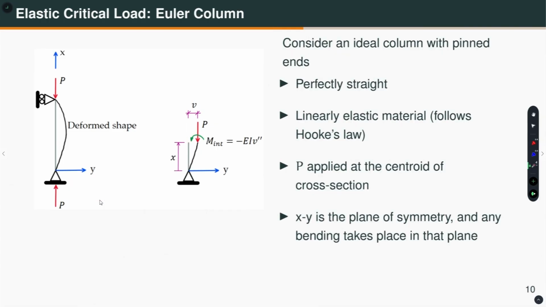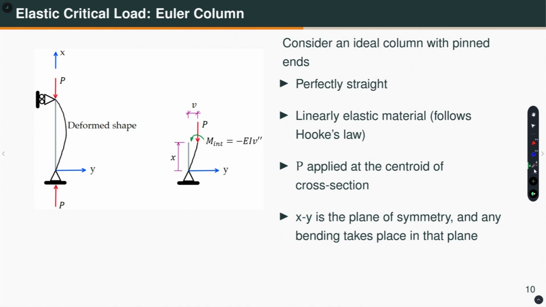Now let us take another example of elastic critical load analysis. This also you might have done in your mechanics of solids class. It is the Euler buckling analysis. We consider an ideal column with pinned ends. Ideal means the column is perfectly straight, the material is linearly elastic, that means it follows Hooke's law, and I apply the force P at the centroid of the cross section. So, let us say this is my ideally straight column, and I am applying this P force at the centroid of the cross section.